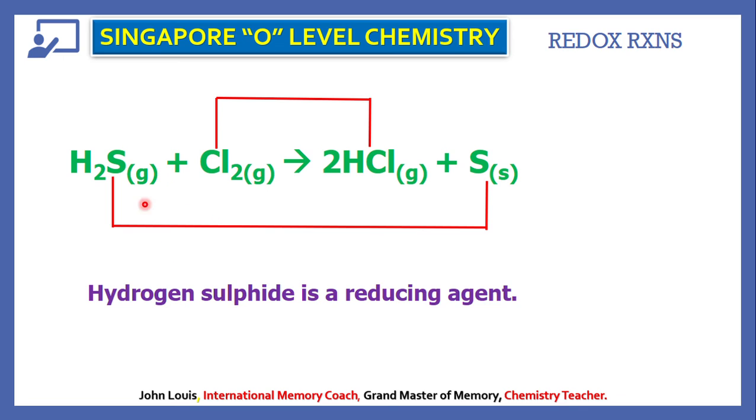Okay, hydrogen sulfide is a reducing agent. Why? Because hydrogen sulfide is oxidized to sulfur. So the one which has undergone oxidation is a reducing agent. Hydrogen sulfide is a reducing agent. Chlorine is an oxidizing agent. Clear? So simple it is.